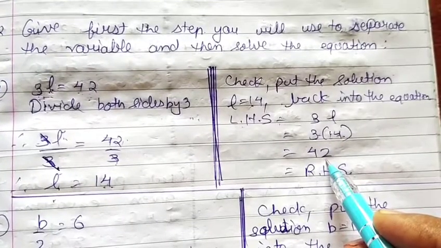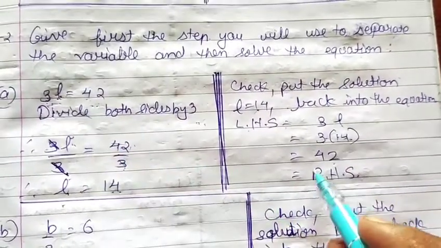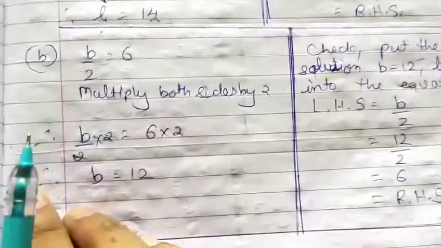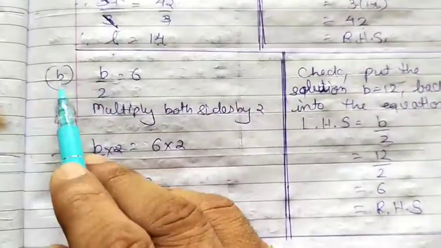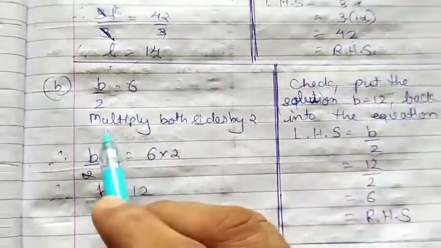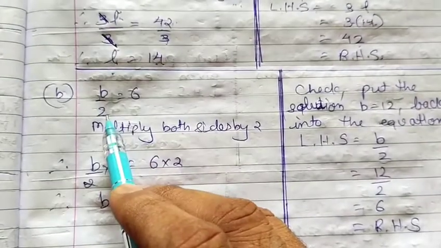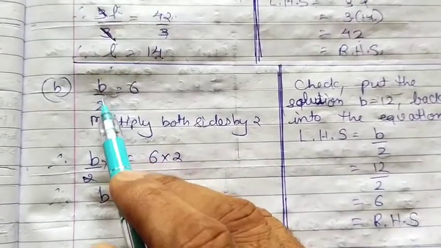And see whether it is there in your right hand side. Yes, it is there. So write down equals to right hand side. Now dear student, here next one. B upon 2 equals to 6.